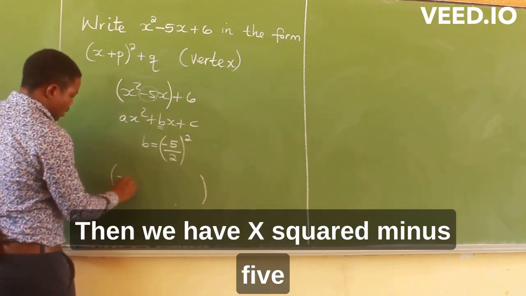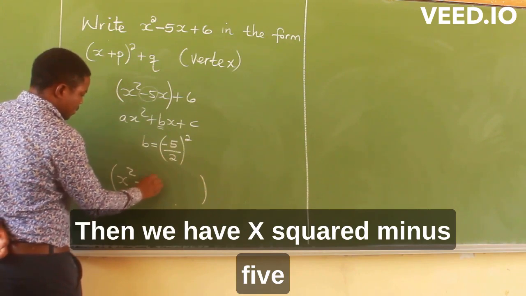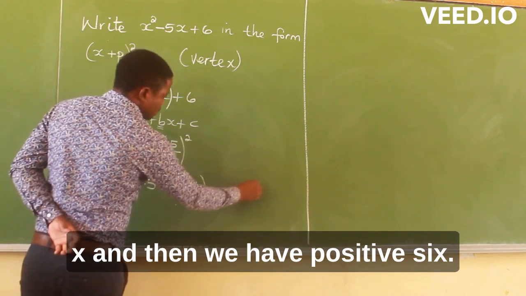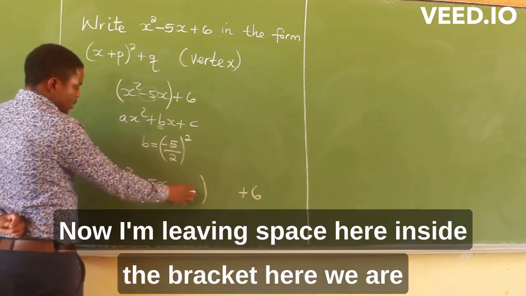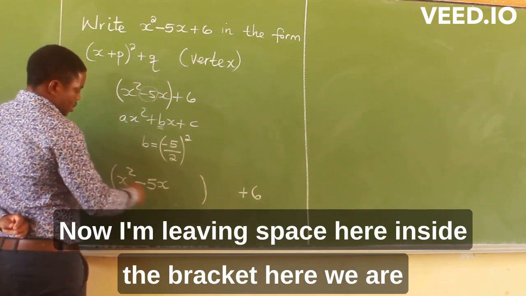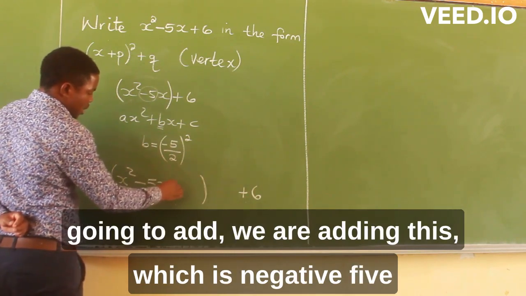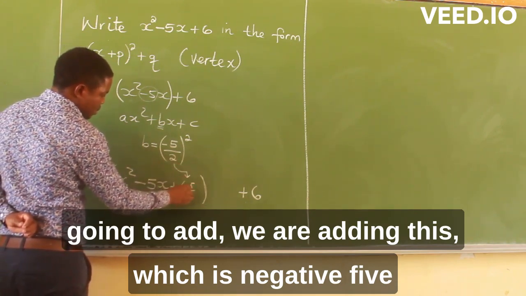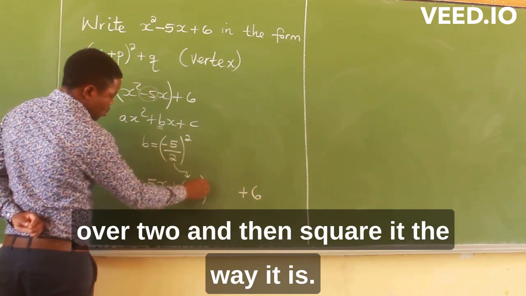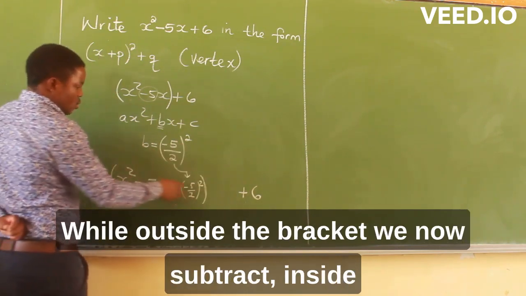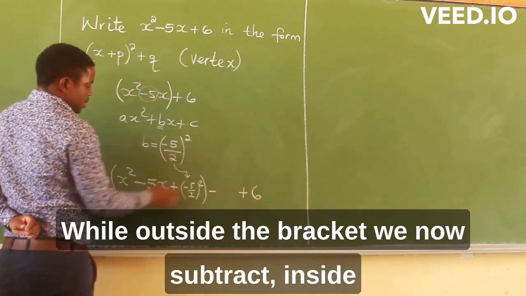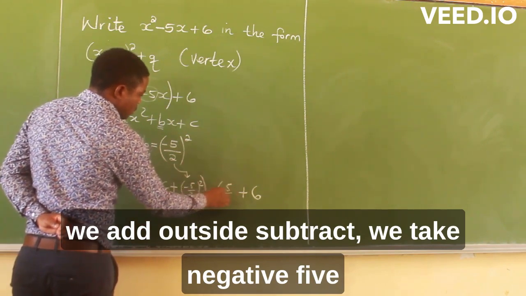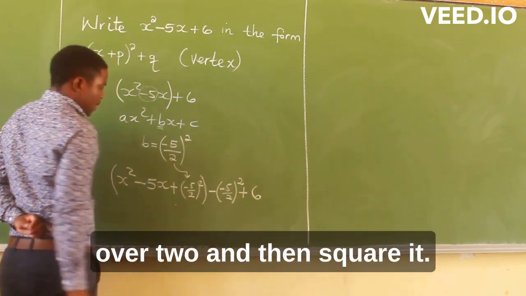Then we have x squared minus 5x, and then we have positive 6. Now I'm leaving space here. Inside the bracket, we are adding -5/2, and then we square it the way it is. While outside the bracket, we subtract. Inside we add, outside we subtract. We take -5/2, and then we square it.